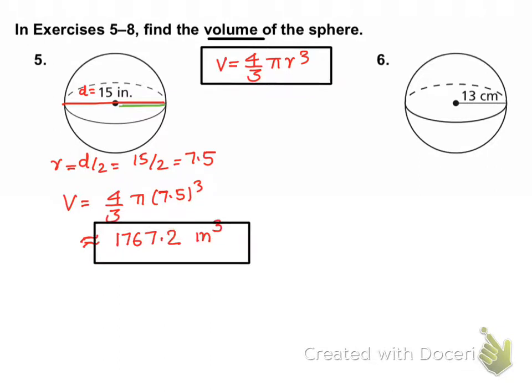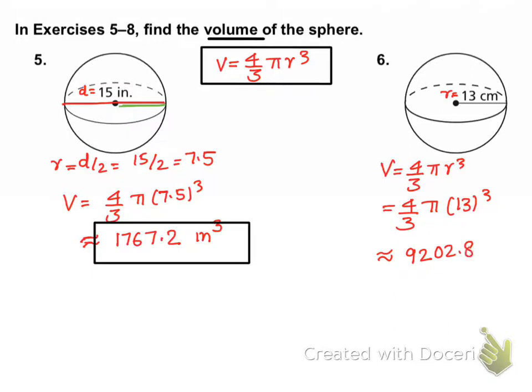That's your answer. Let's move to question number 6. We have been given r here. We already have r, so no need to calculate r. It's simply the substitution: 4 over 3 pi r cubed. 4 over 3 pi times 13 cubed, and when you round it to the nearest tenth, you get 9,202.8. The unit is centimeter cubed because this is your volume.